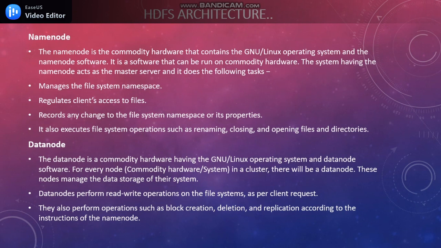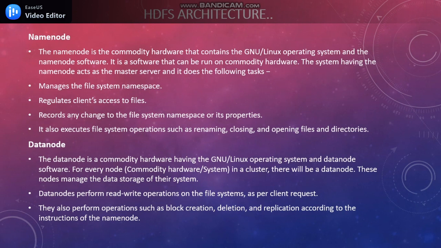and it will also perform some other tasks, like it will manage the file system namespace, and it will regulate the client's access to the files, and if there are any changes to the namespace or its properties, name node will record that also. And there are certain operations like closing and opening files, directories. So all these file system operations will also be executed by name node.